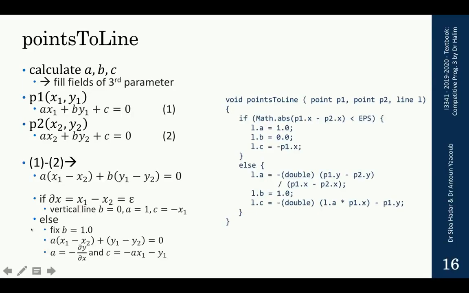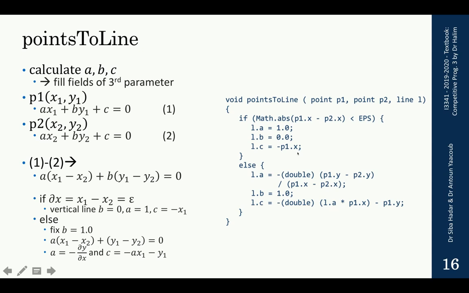Else, in this case, we will be fixing b to 1. We will always have in the line equation the parameters a, b, and c. The b field is always fixed either to 0, or to 1. It is 0 in case of a vertical line, otherwise it is 1. And then we calculate the value of a, which is negative delta y over delta x, and consequently the value of c, which is minus a times x1 minus y1.